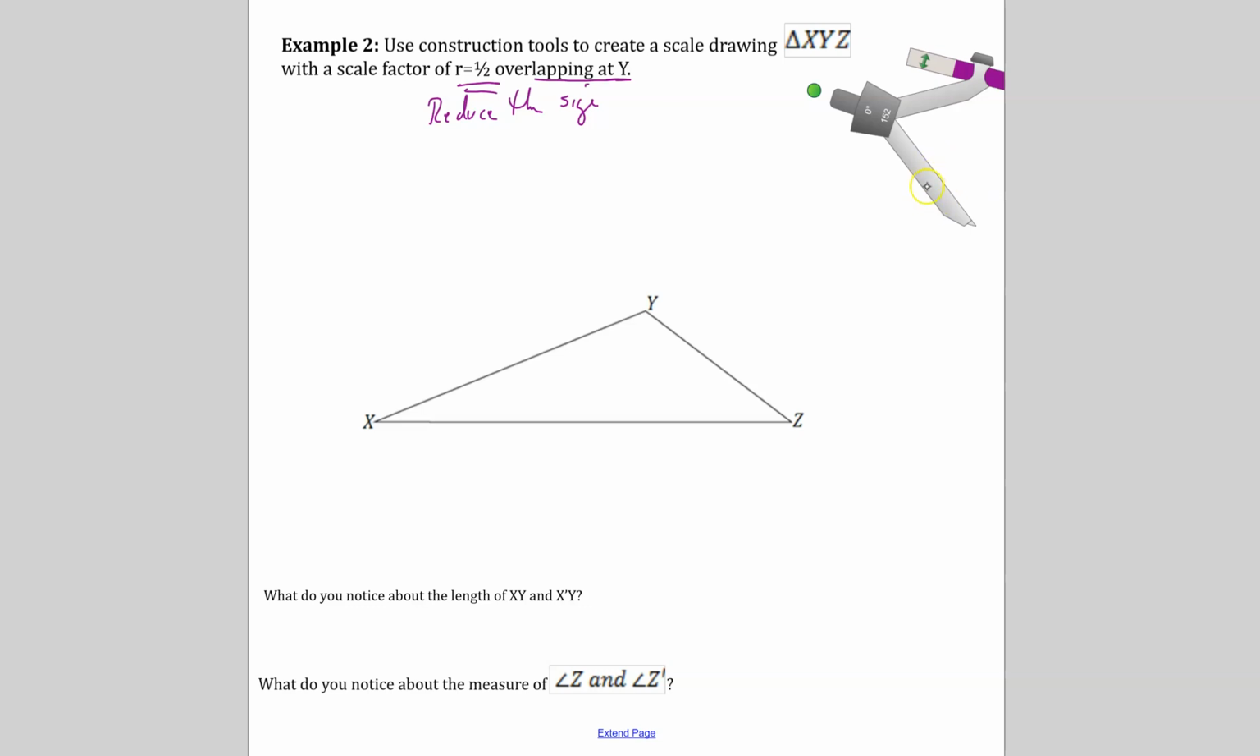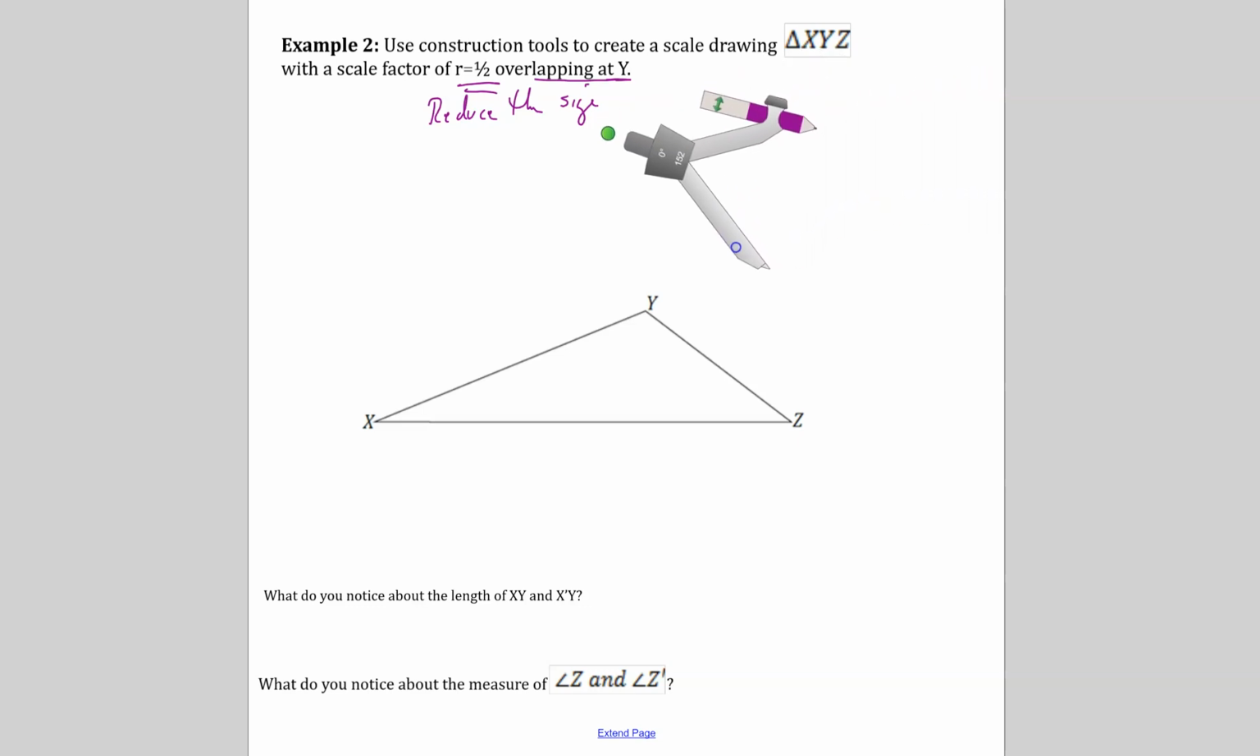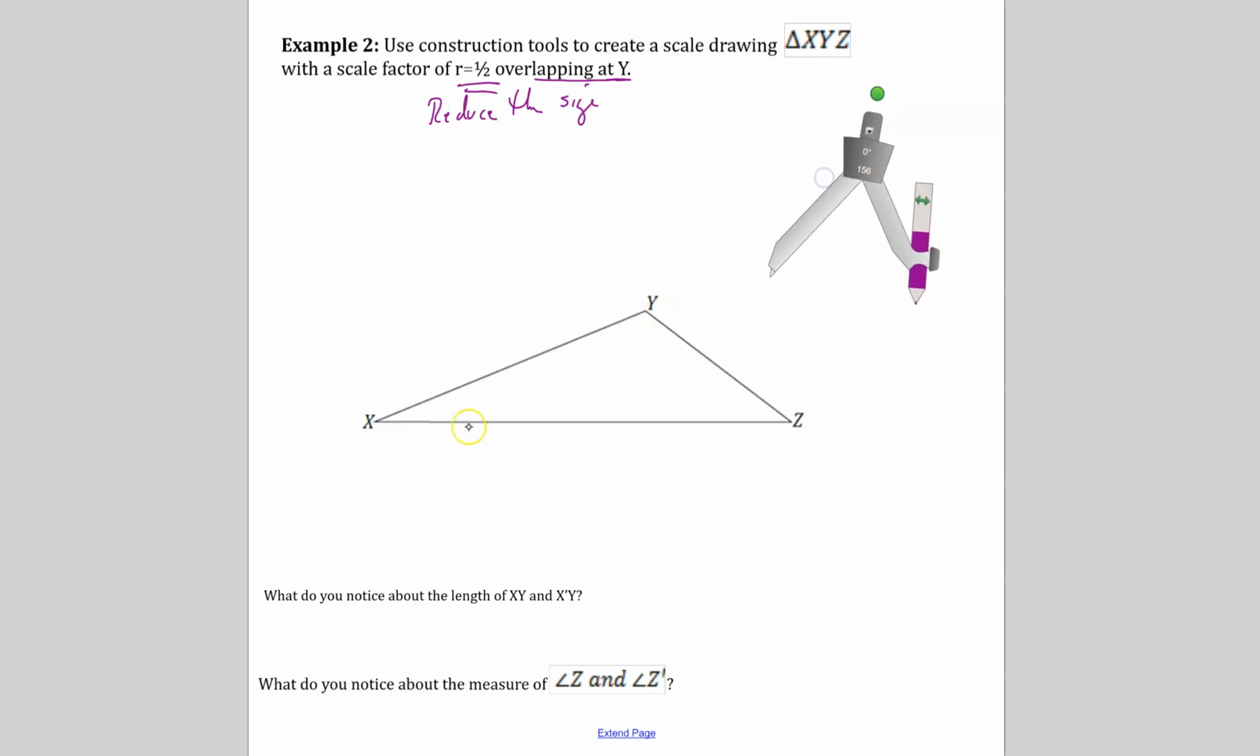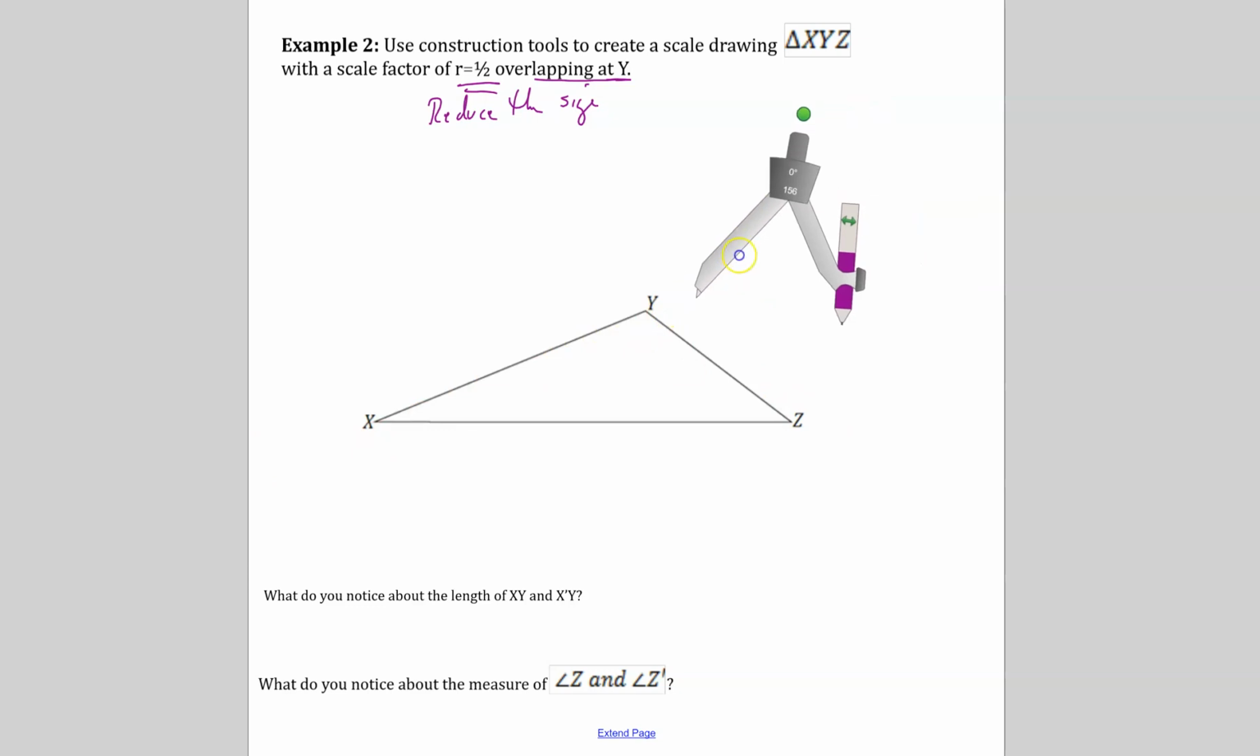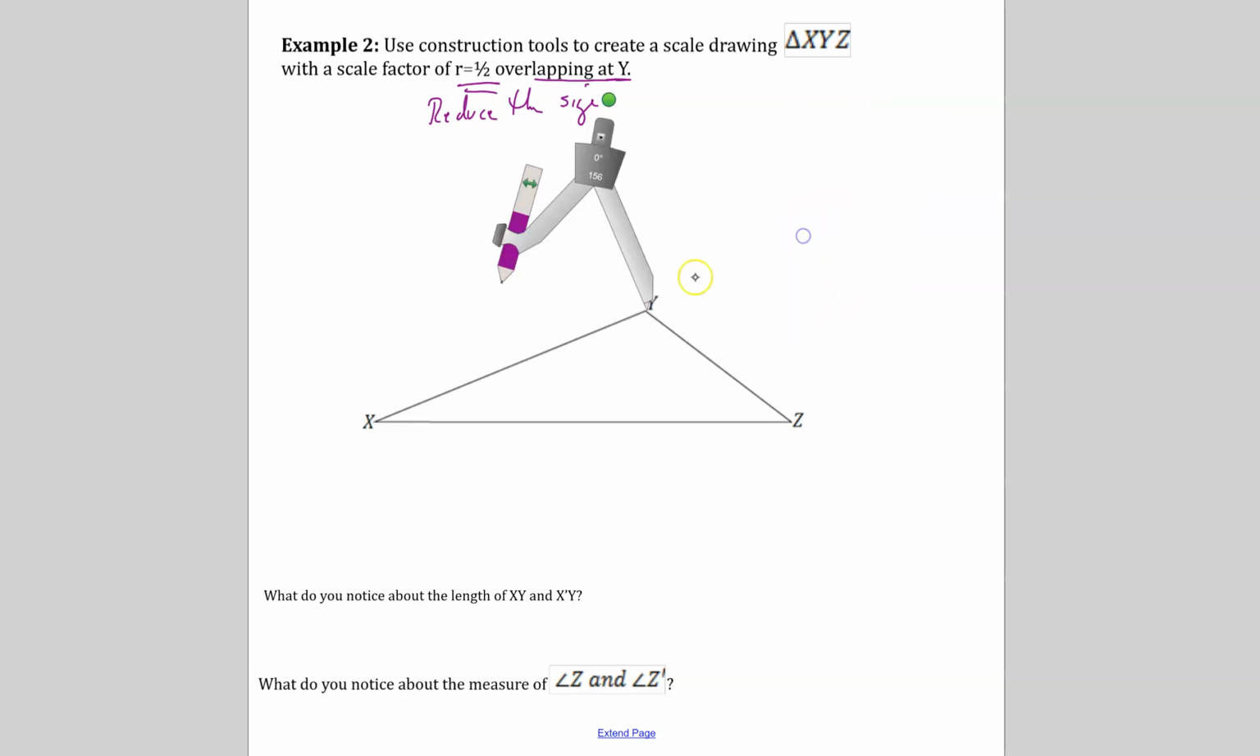So all I'm going to do is create perpendicular bisectors of the line segments that I already have. I don't have to extend the lines here because X is going to get closer to Y, so I'm just getting smaller, and same thing for Z. So I'm going to put my pointer on Y, and I'm going to extend this.